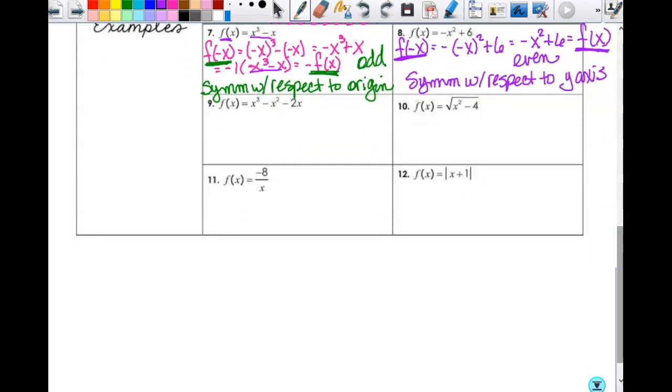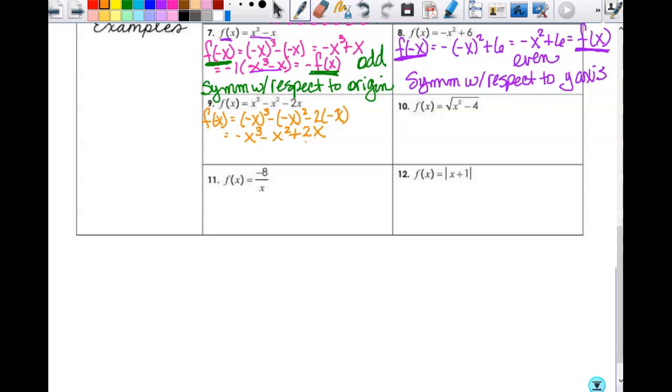All right, let's do number 9 together. I'm going to find f of negative x. That's equal to negative x cubed minus negative x squared minus 2 times negative x. So this gives me negative x cubed minus x squared plus 2x. Does that look identical to what I started with?